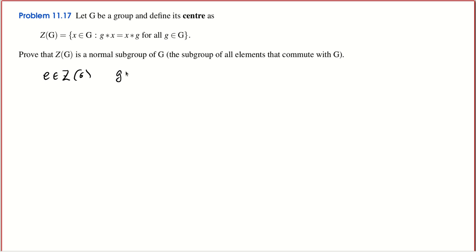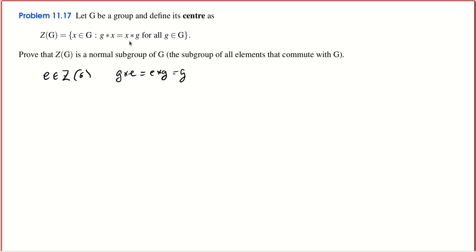If you have an element g and you multiply by e, you get e times g. It's the same thing, both of them are equal to g. So this is one of the elements that belongs to the center, and so we know that the center is never empty. What we're going to prove now is that the center is a normal subgroup, and for that we're going to prove that it's a subgroup.